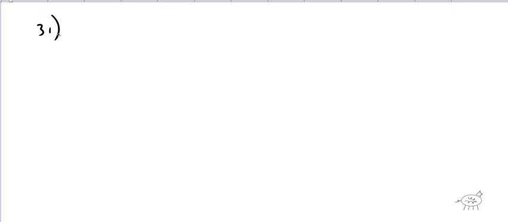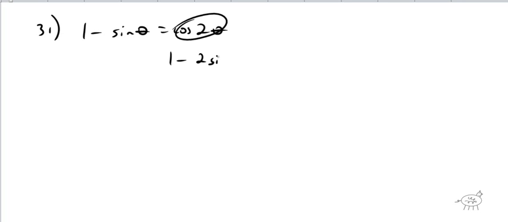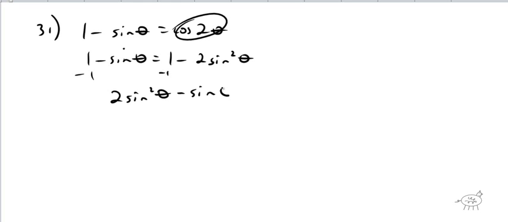Number 31. Again, this is in degrees, so it's 1 minus sine of theta equals cosine of 2 theta. So again, it's pretty straightforward. We're changing that into 1 minus 2 sine squared of theta equals 1 minus sine of theta. I'm going to move this over. If I subtract 1, the 1's cancel, and I wind up getting 2 sine squared of theta minus sine of theta equals 0. Please don't divide by sine of theta.